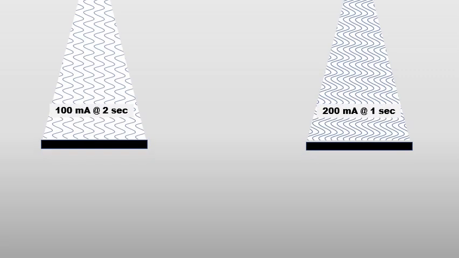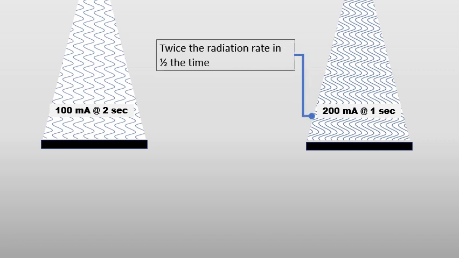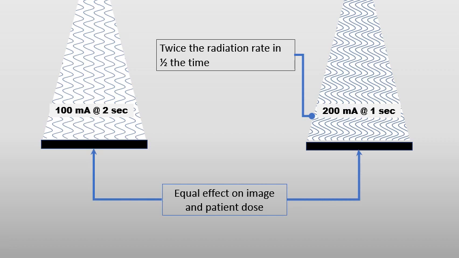When we compare the effects of the two exposures, an interesting result is observed. Even though the exposure on the right produces radiation at twice the rate, both exposures have equal effect on the image receptor, and the patient dose is equal. This is because the beam on the right produced radiation at twice the rate for half the time when compared to the beam on the left.